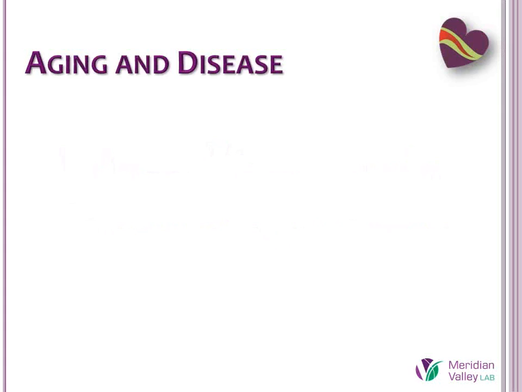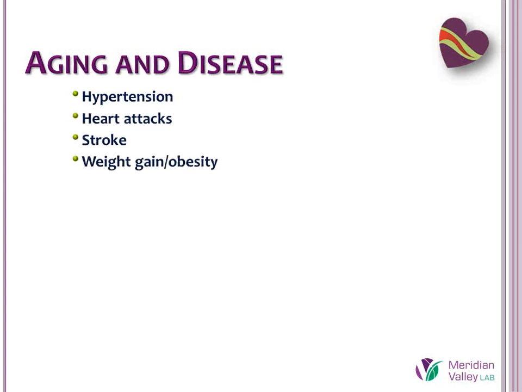What happens to many people as they grow older? They develop high blood pressure. Many of them will have heart attacks or strokes. Many will become overweight or obese and develop metabolic syndrome, which actually may have been developing for years.